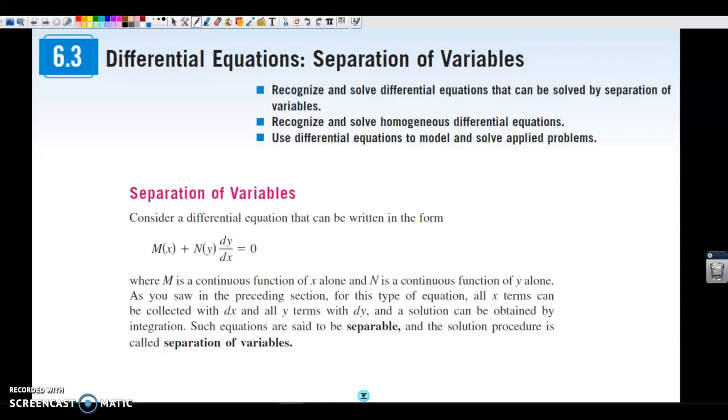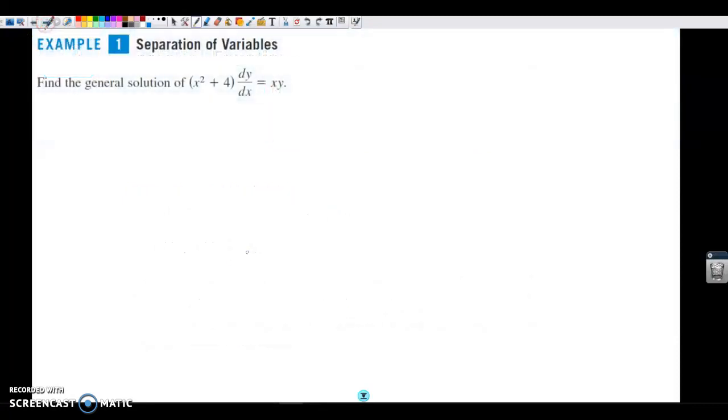If you see a differential equation where you have a function of x plus a function of y times dy/dx, and that's equal to 0, you can separate the variables by moving all the x's to one side and all the y's to the other side. This might sound like old news because it kind of is, but let's go ahead and find the general solution of this equation here. So if we look at this, we have (x squared plus 4) dy/dx equals xy.